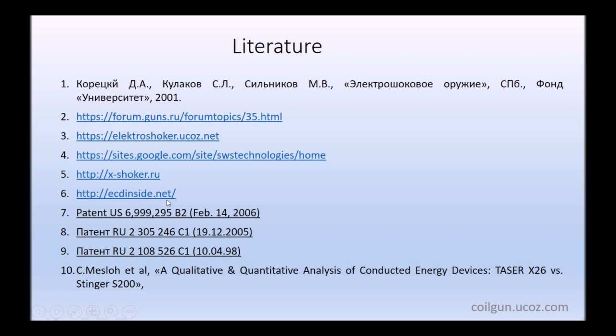ESD Inside Net, it's a site from Lamazoid. It is inactive now, but can be found in the archive. Some patents, one from the US and two Russian patents. And the last one is an analysis, a comparative test of two stun guns, the Taser and Stinger. A lot of useful information can be found there.